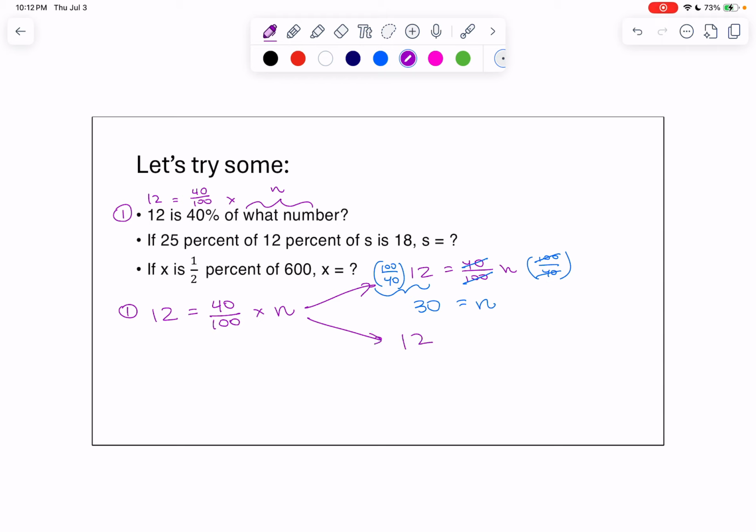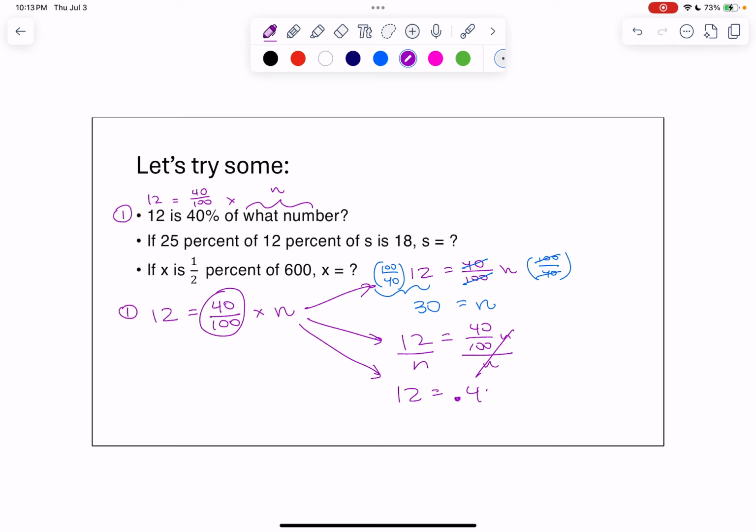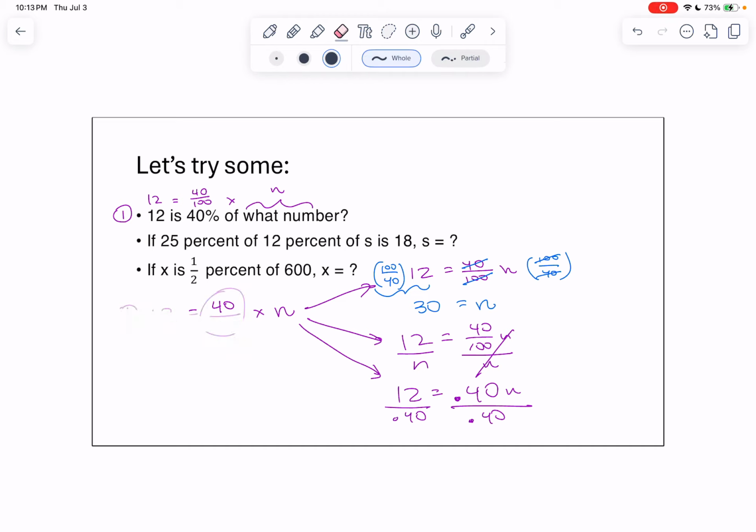Another option that some people like to take is to say this is 40 over 100n. Divide both sides by n. The n's will cancel, and then I have something I can just cross multiply. That's another option. Let's see another option. Some people love decimals. I love a good decimal. So we can say 12 is, what would 40% be as a decimal? Well, that would just be 40 divided by 100. That's 0.40. And then I can see that I can divide by 0.40 on both sides. And when I punch that out on my calculator, I still get 30. So lots of options. I'm going to go ahead and clear this one up for us.